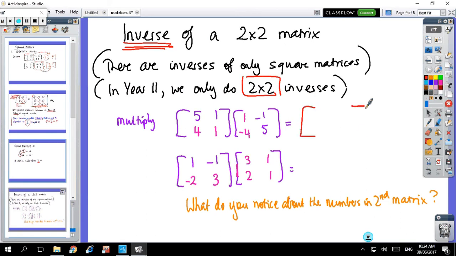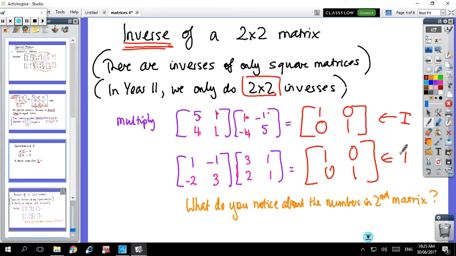Okay, so you're back. So 5 times 1 is 5. 1 times minus 4 is minus 4. 5 minus 4 is 1. 5 times minus 1 is minus 5. 1 times 5 is 5. And you get 0. 4 times 1 is 4. 1 times minus 4 is minus 4. Add them to get 0. 4 times minus 1 plus 5 is 1. And similarly, hopefully, 1 times 3 minus 2 is 1. 1 times 1 minus 1 is 0. 0, 1. Now, that matrix is the identity matrix.